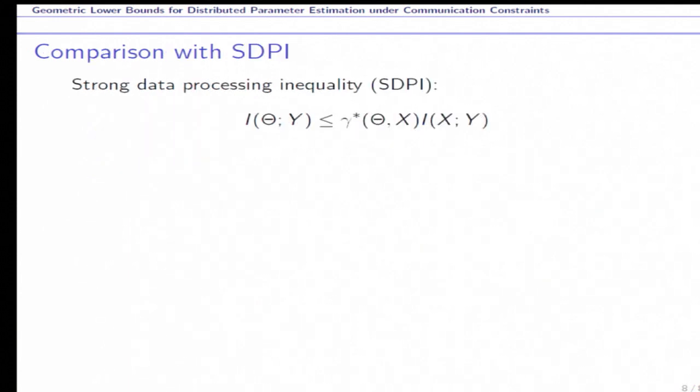We would also like to compare with the previous approach. In the past, people usually used some strong data processing inequality. This is one of the forms, presented here for simplicity. x is our observation, y is the communicated message. We would like to upper bound the mutual information between theta and y, the message. Theta to x is determined by the statistical model, and x to y is subject to our communication constraint. So this channel, theta to x, this kernel, is fixed, and we can compute the strong data processing coefficient gamma star here.